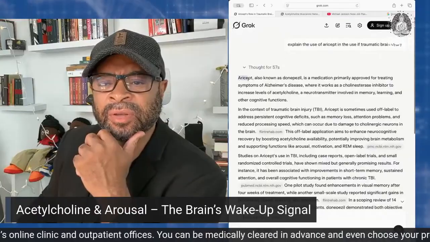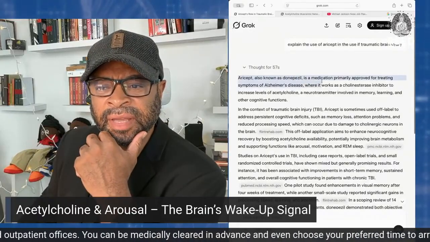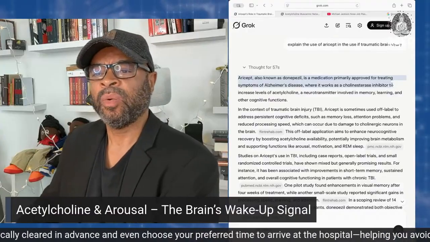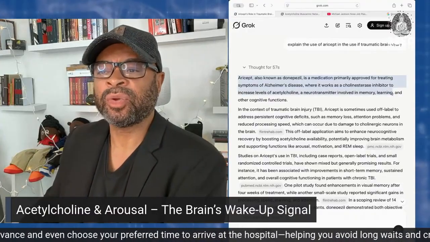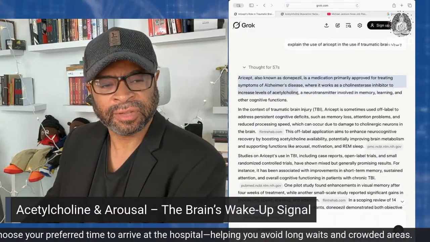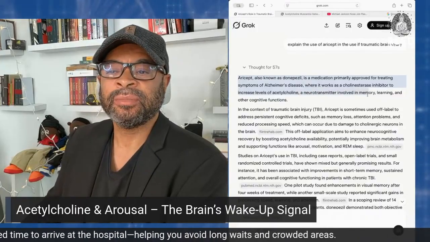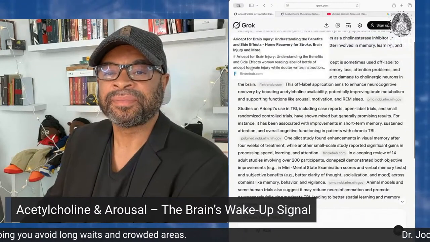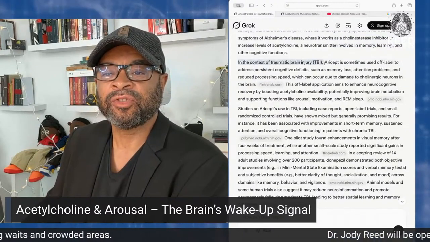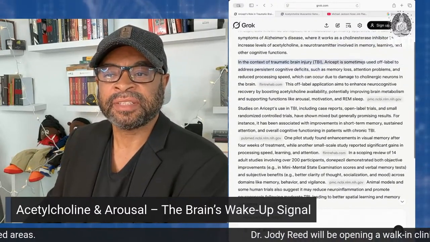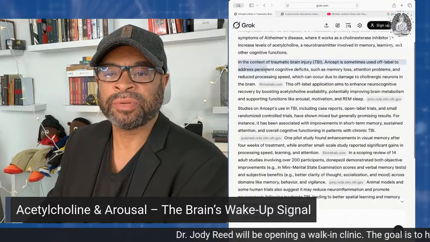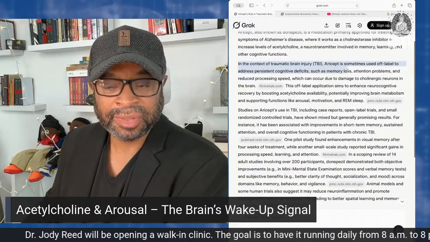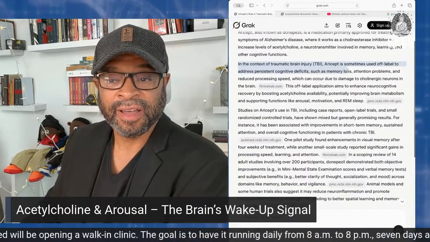So Aricept, also known as donepezil, is a medication primarily approved for treating symptoms of Alzheimer's disease, where it works as a cholinesterase inhibitor to increase levels of acetylcholine, a neurotransmitter involved in memory, learning, and other cognitive functioning, right? In the context of traumatic brain injury, Aricept is sometimes used off-label to address persistent cognitive deficits. I think it should be used more.